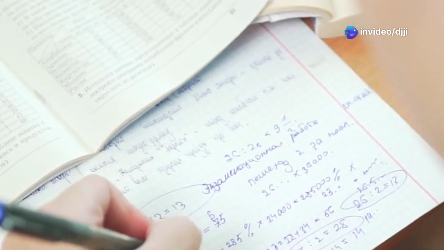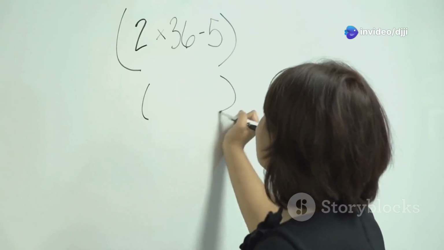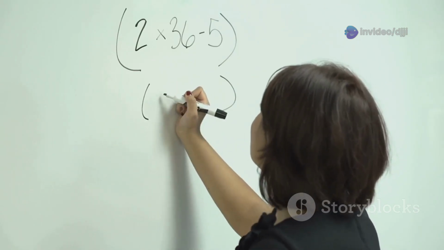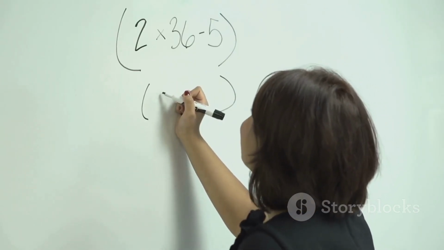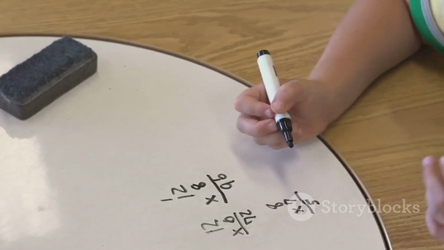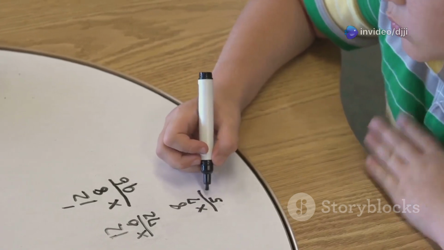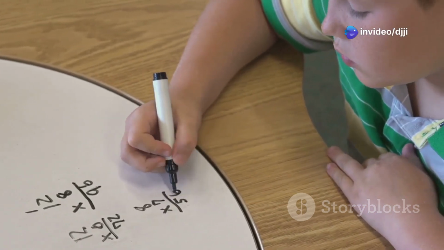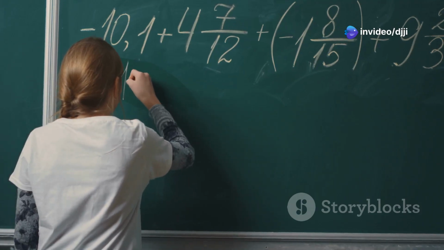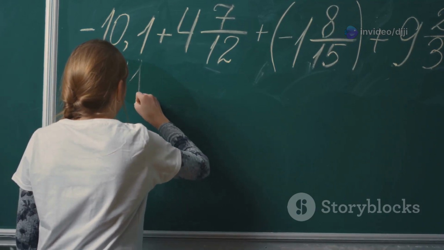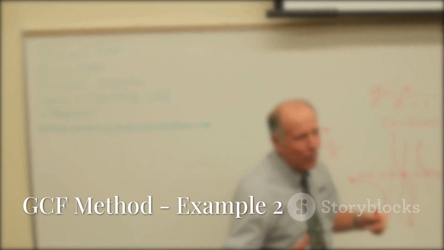Example 1, no GCF. Factor 16(x - 1)^2 - 9(y + 2)^2. No GCF, so apply difference of squares directly: equals (4(x - 1) - 3(y + 2))(4(x - 1) + 3(y + 2)).